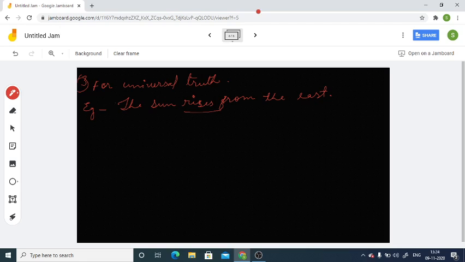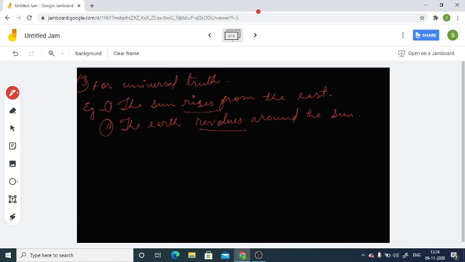Then another example, the earth revolves around the sun. So this is also a universal fact that the earth goes around the sun. So it will never change its position. It's going to be like that only forever. So the verb like rises or revolves tells us that this sentence is said in simple present tense.